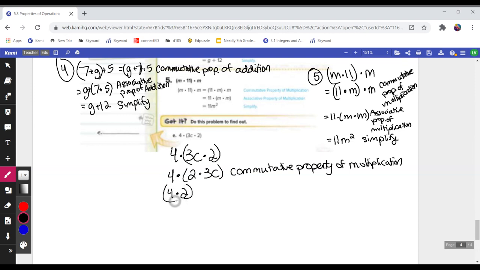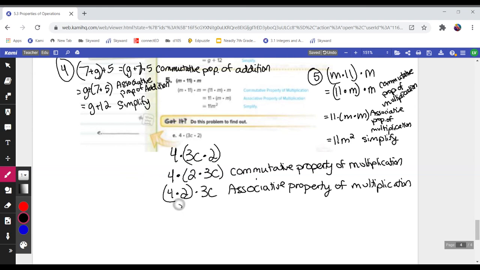Now I'm going to multiply my 4 times 2. That becomes the associative property of multiplication. Oop, not sure what happened there. Bear with me. Associative property of multiplication. So the quantity 4 times 2 times 3c.